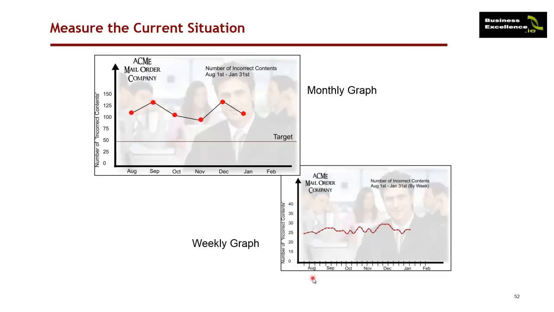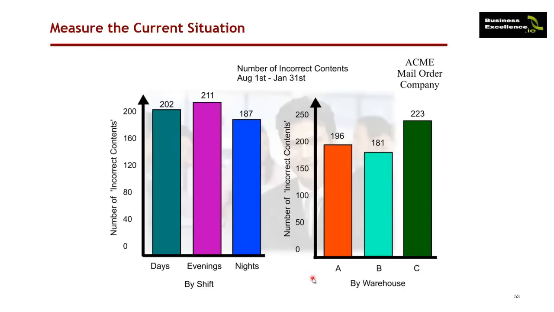It's not something that happens in a particular month or in a particular week of that month. If we looked at the data right down into daily performance, what we would actually see is the same thing. So whatever is happening in this organization is happening on a systematic basis every day of the week. This organization operates across 3 shifts, days, evenings, nights. If we look at the data of number of incorrect contents based on days, evenings, and nights, what we see on days is they have 202 incorrect contents. On evenings, they have 211, and nights 187.